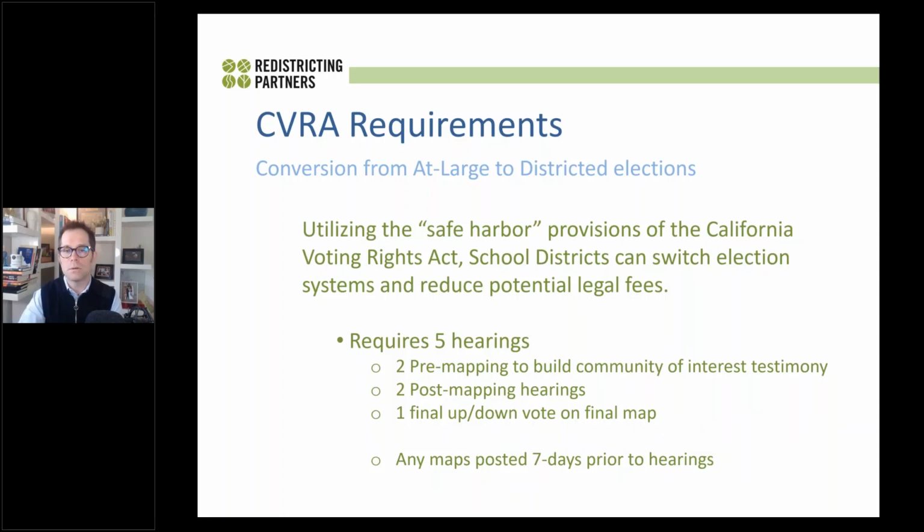The most critical criteria in this, and the openness and transparency, is the scheduling of public hearings: 5 hearings. 2 hearings initially just about the process but no maps, then 2 hearings on draft maps, where every time you have a hearing on a map, you're only discussing maps that have been public for 7 days on the district's website, and then a final vote. And that final vote is an up or down vote on a final plan with no changes to the map.